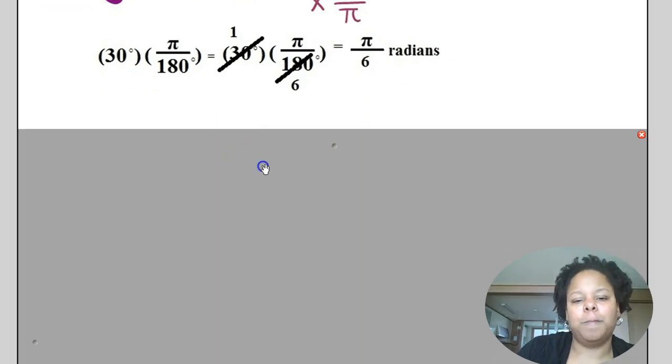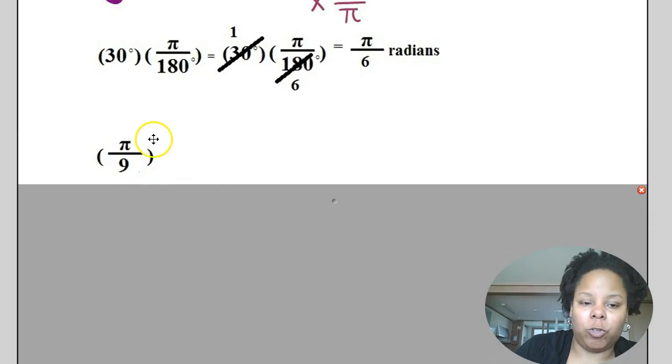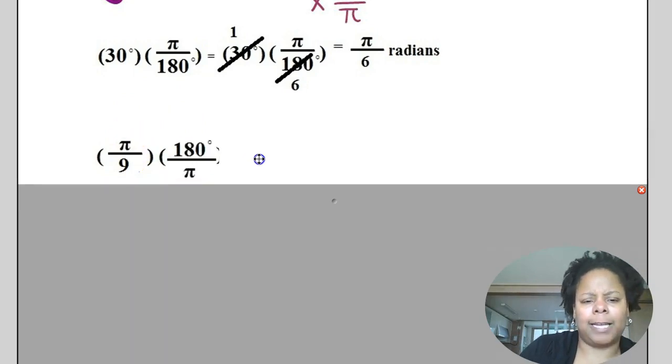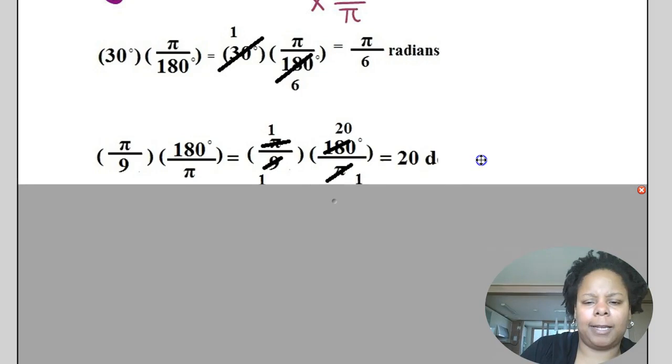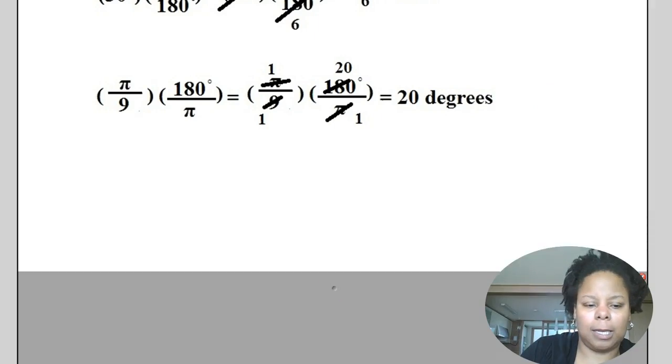Okay, same thing over here. We have pi over 9, but there's no units, but we know that's radians. We multiply that times 180 degrees over pi, which is the conversion rate, and then we end up simplifying it, and we end up with 20 degrees.